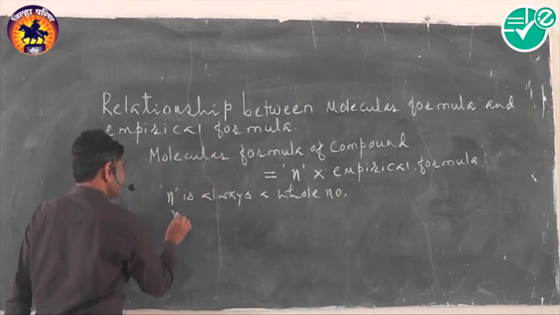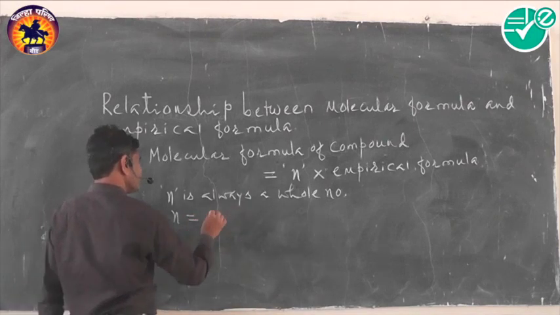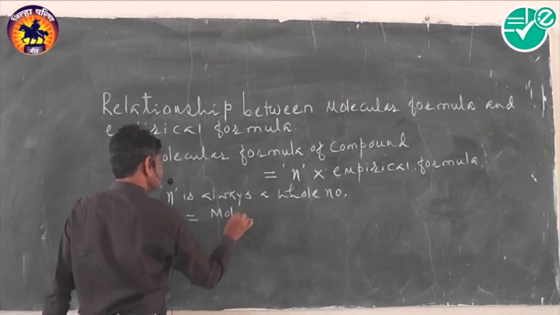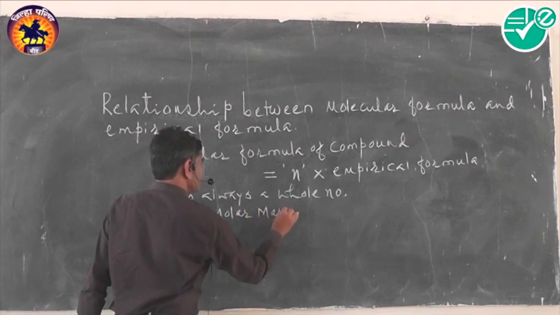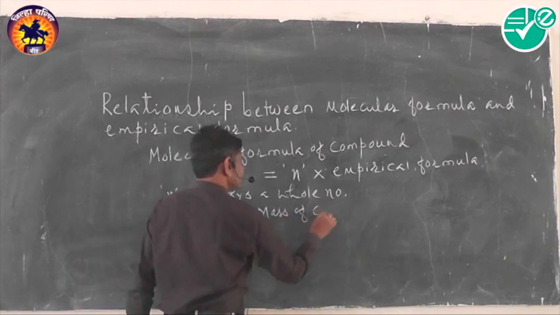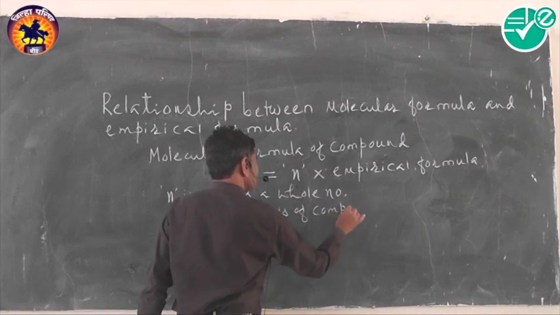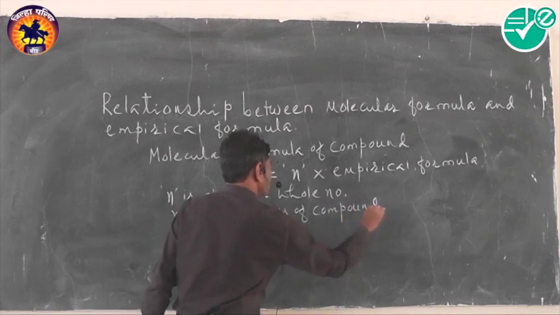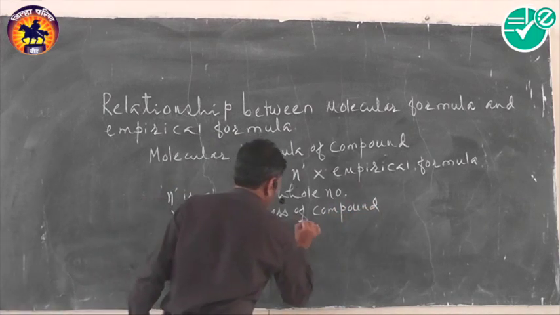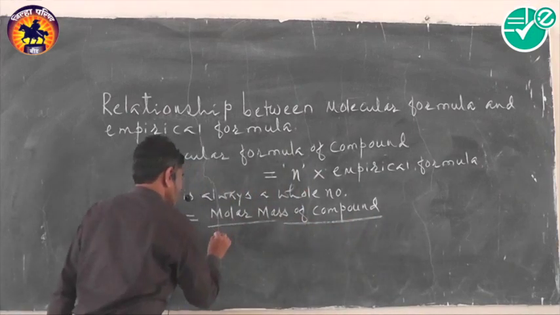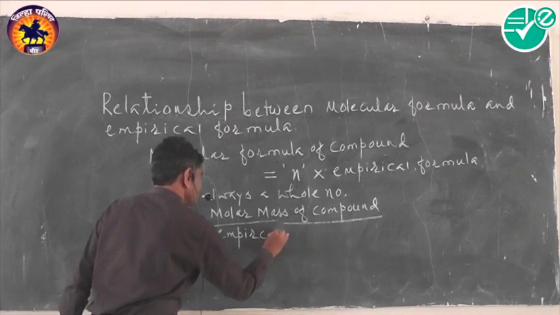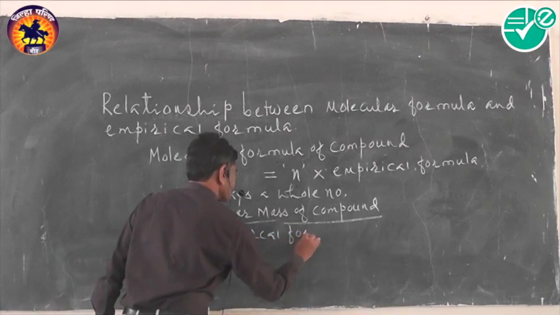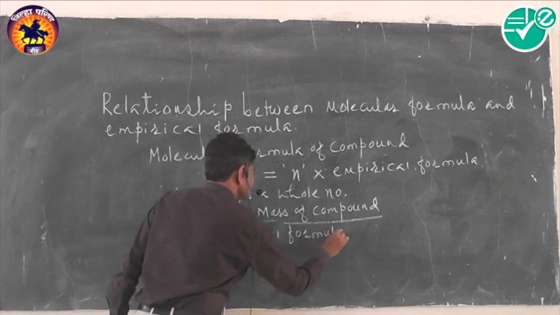Now what is then n? n is equal to molar mass of compound divided by empirical formula mass.